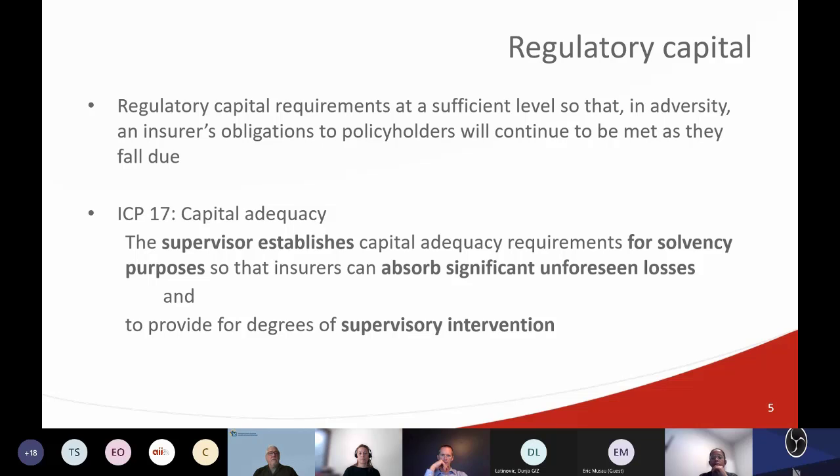And it also is to provide for degrees of supervisory intervention. So there are two jobs that capital adequacy is doing. One is absorbing losses and making everybody more comfortable, and the second is providing for degrees of supervisory intervention.